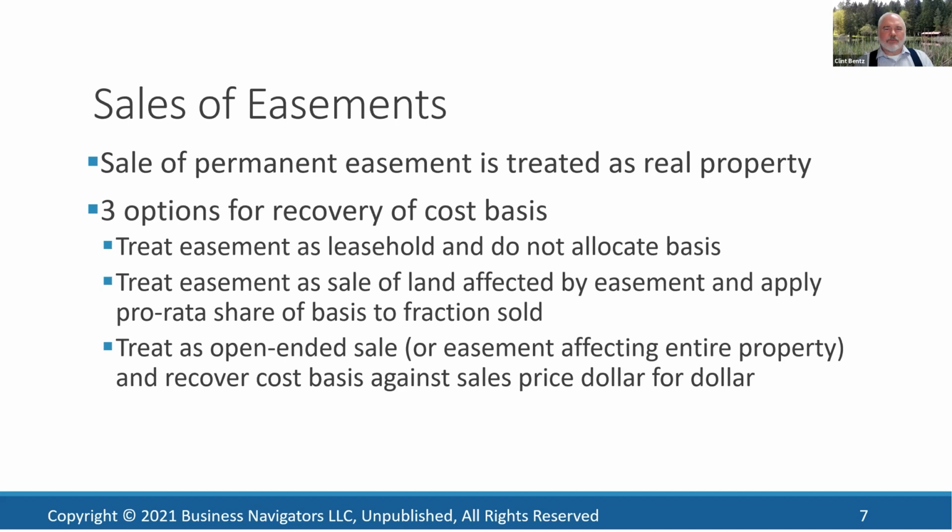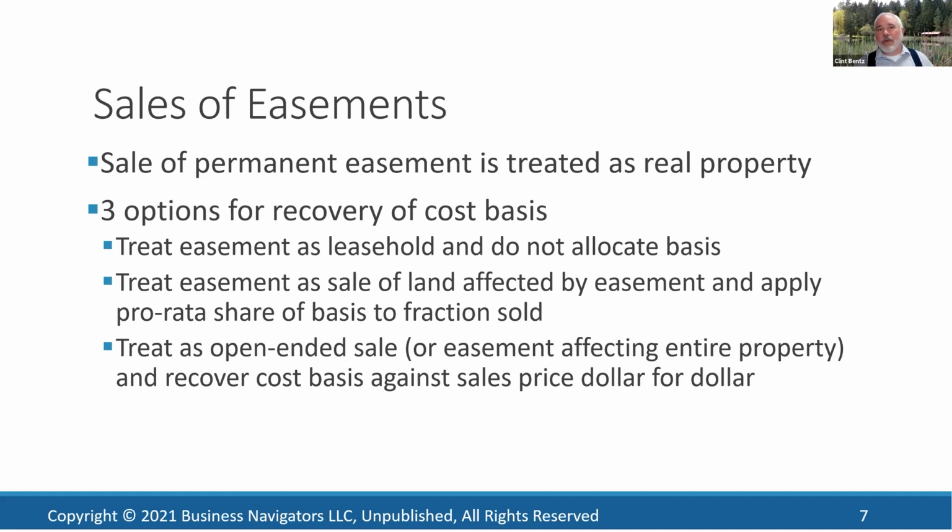The third one is we treat it as basically an open-ended sale, or an easement affecting the entire property. So I think of these as like a conservation easement, or an easement of even that road easement, which may allow us to now maybe log the property. So maybe we share the cost of building the road with the neighbor. We give the neighbor an easement across it, but having that road there now gives us the ability to be on the property year round, where before we didn't have that ability. And so that easement now benefits the entire property, or it affects the entire property.